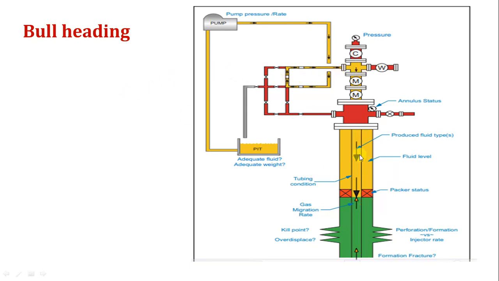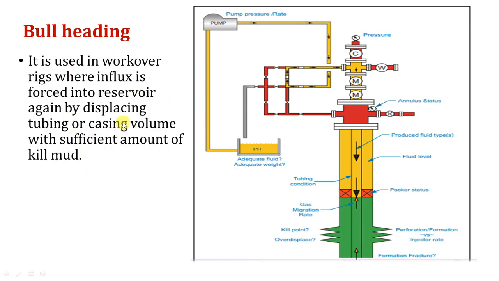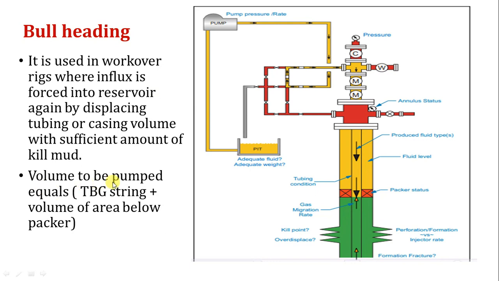Also, how about the volume pumped? The volume is pumped with the total string plus the distance or the annulus from the mid of the perforation until the last point in the drill string. So this is a very important method. Volume to be pumped equals the tubing string plus the volume of the area below the packer.